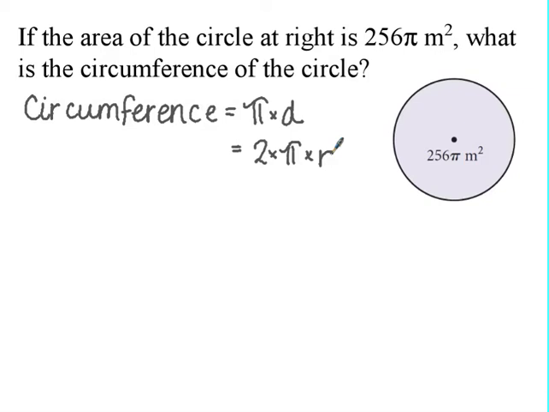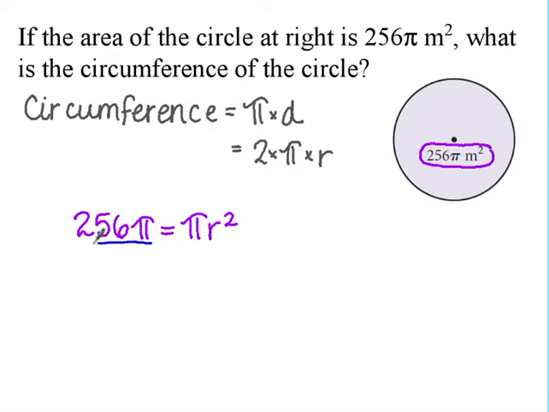In order to find the circumference, I need to know what the radius is. So I'm going to use this bit of information, the area of my circle. I've got 256 pi, and that will equal pi r squared. Now I can divide by pi. When you divide by pi, they're gone, and that leaves me with 256, and that's going to equal r squared.